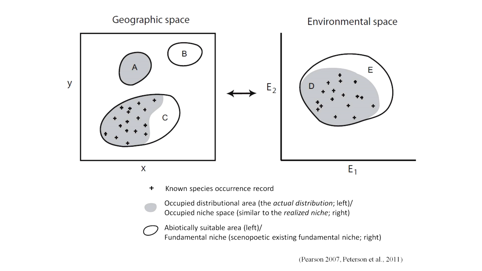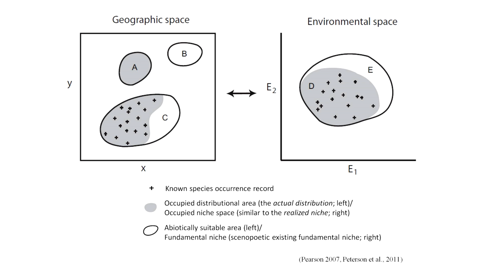The longer, posher term that is explained in the Peterson et al. book, we would refer to as the sinopoetic existing fundamental niche. I'm not going to get into that now. In effect, these are the environmental conditions. It's the fundamental niche where we could potentially find the species. That is really the closest that we can get to the fundamental niche. Okay?